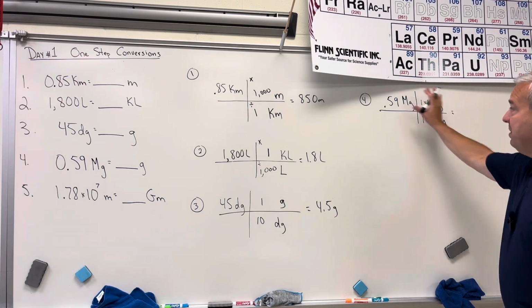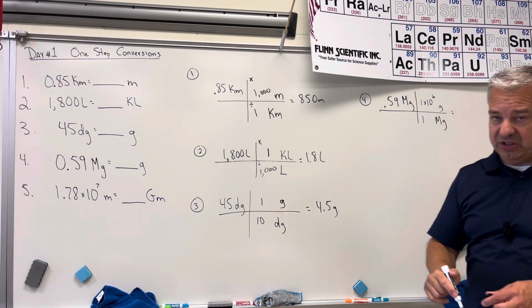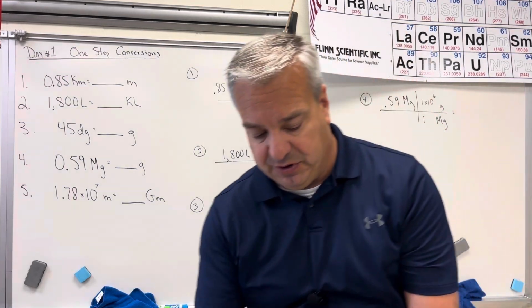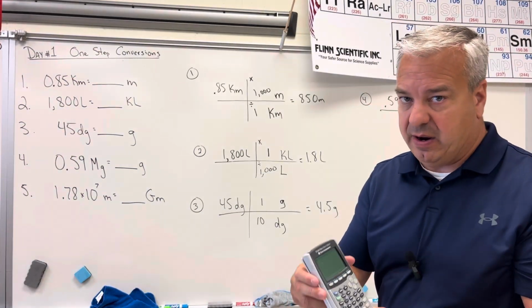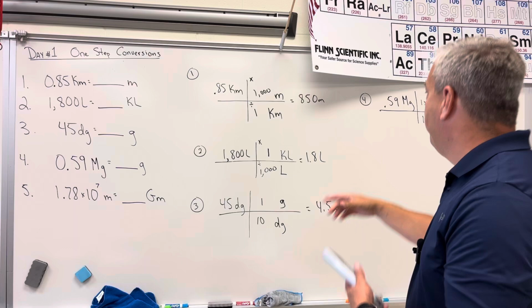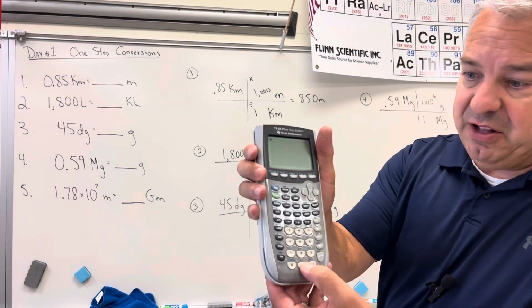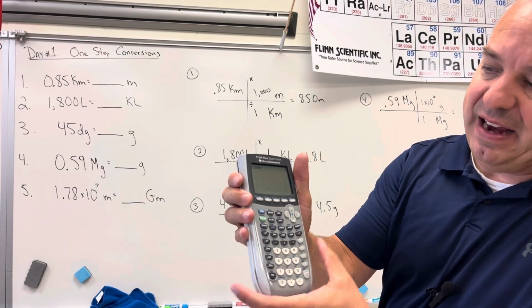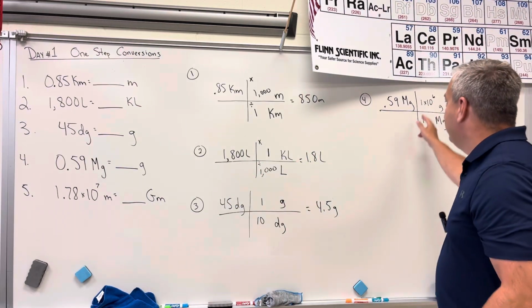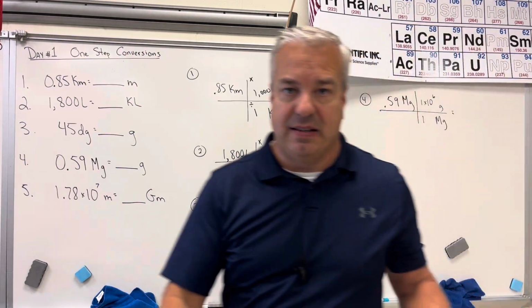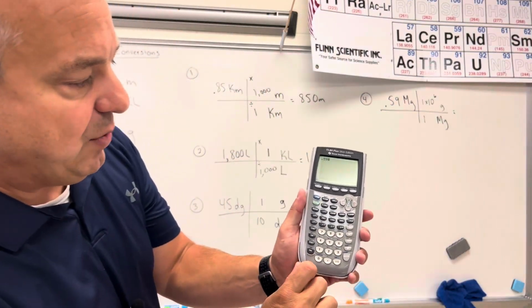Now, we got to be able to punch this into our calculator, which a lot of students can have a little bit of difficulty with when they're first learning this. So I got my calculator here. I'm going to put my given in of 0.59. And then what I need to do is I need to multiply by 1 times 10 to the 6. Okay. And so I'm going to do that.